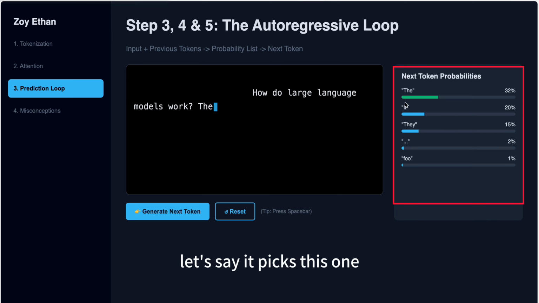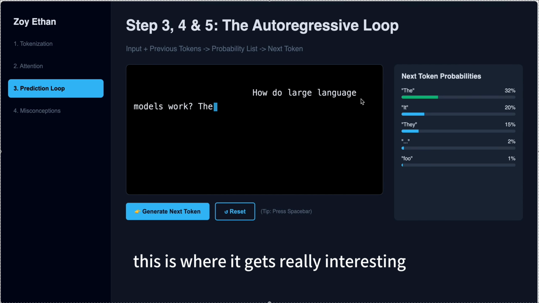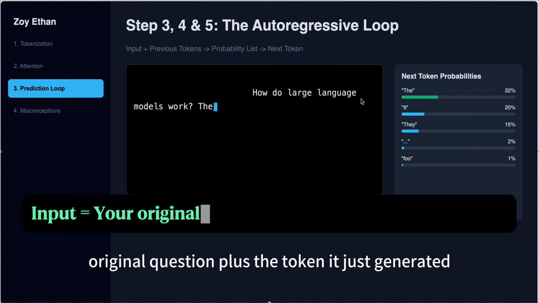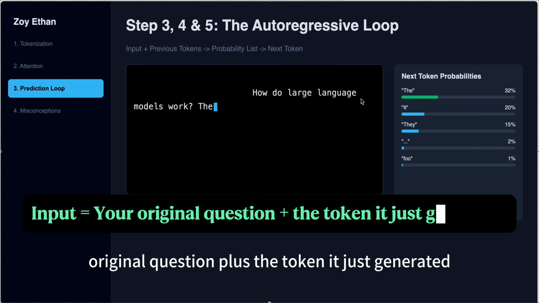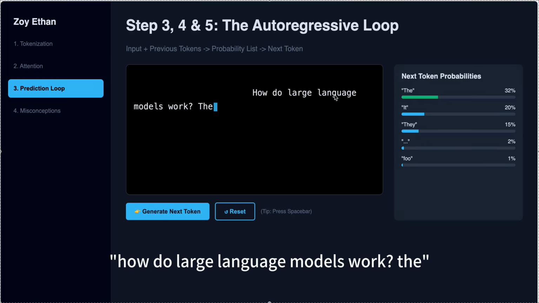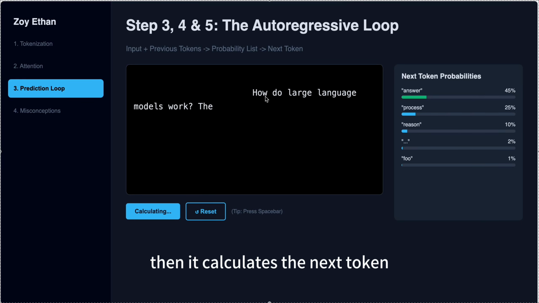Let's say it picks this one. Now it feeds the token back in. This is where it gets really interesting. After generating the first token, the model does this. Its input becomes your original question plus the token it just generated. So now the model sees, how do large language models work? Then it calculates the next token.